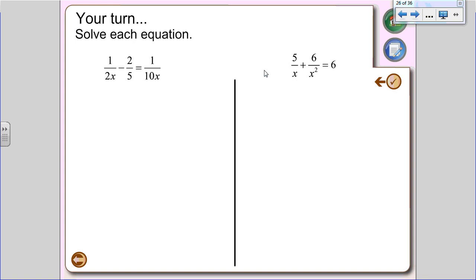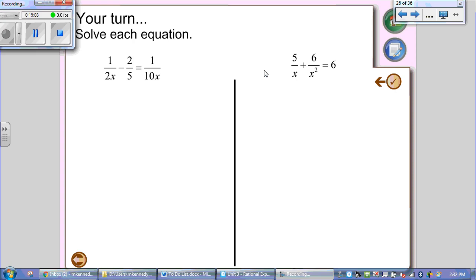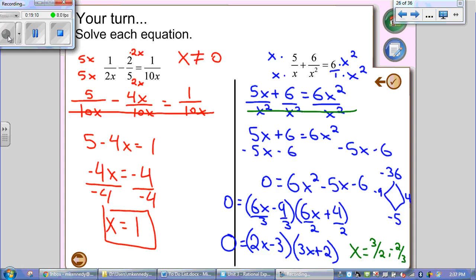First one, I have to get a common denominator. So I look at all the constants first, like the numbers. I have 5, 2, and 10. The lowest common number of that to me is 10. Multiply the first one by 5, second one by 2. Then I look at my letters. I need an x in all of those. The only one that doesn't have an x is the middle one. So I have to multiply that by 2x, not just 2. Once you get your common denominator, you can cross it out because there's an equal sign.